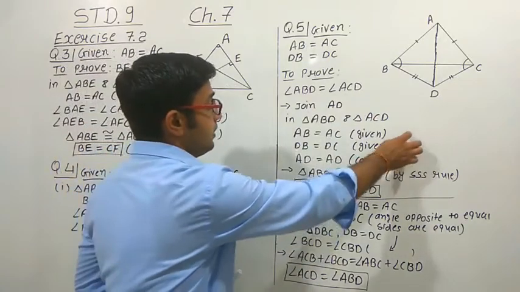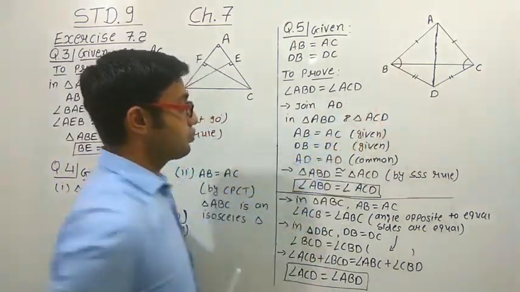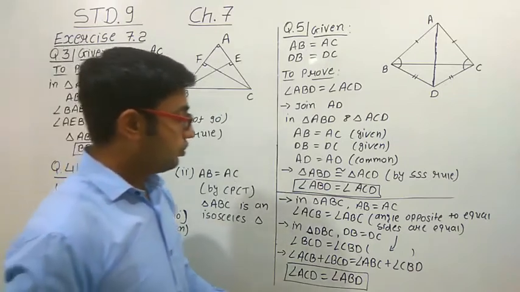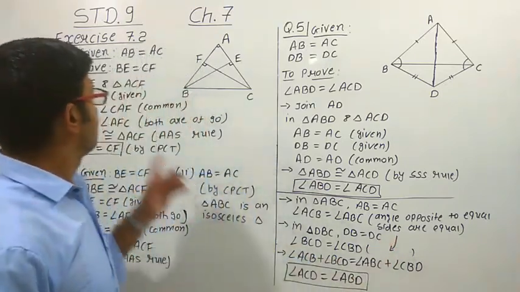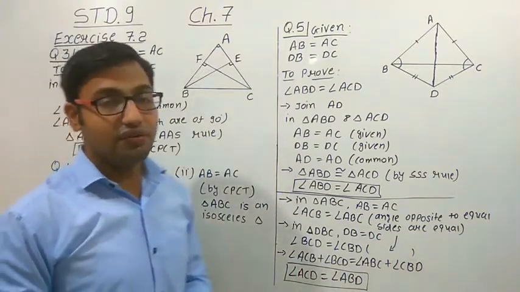So two methods are there. One is proving the two triangles congruent. Another method is to use the theorems that we have already studied. So this is question number 3, 4 and 5.